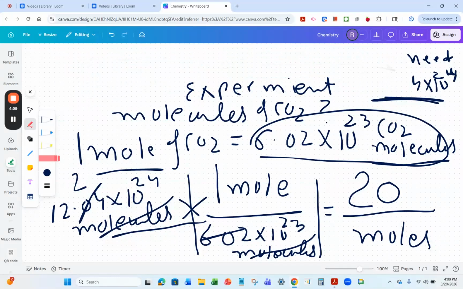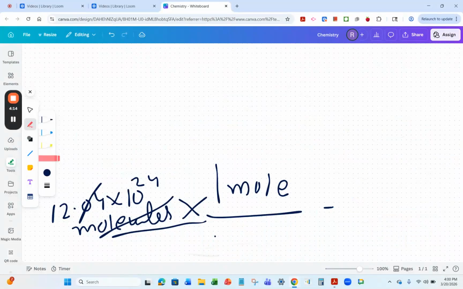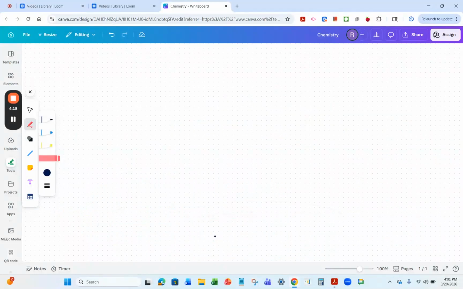Let's take another example. Let's take atoms. I'm showing you a simple example. First, you need to know the basics of mole conversion calculation, then I will take you to the advanced level of the problems.